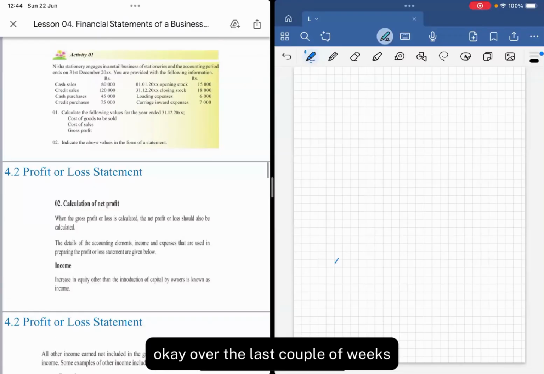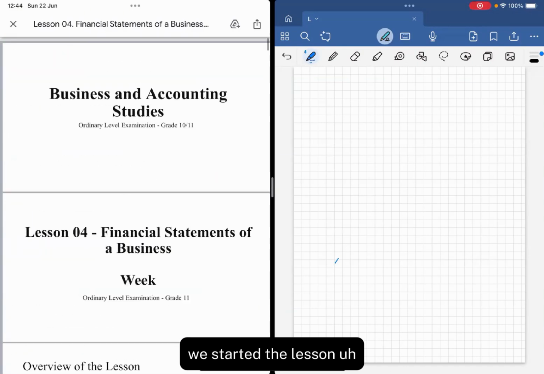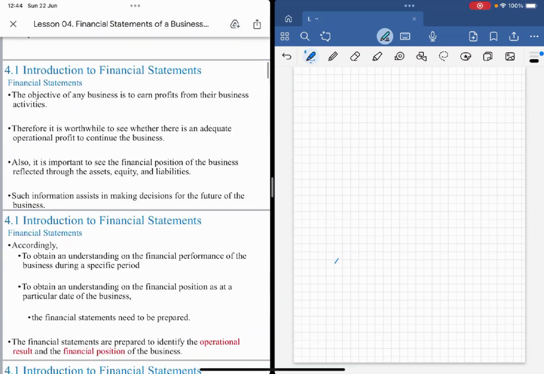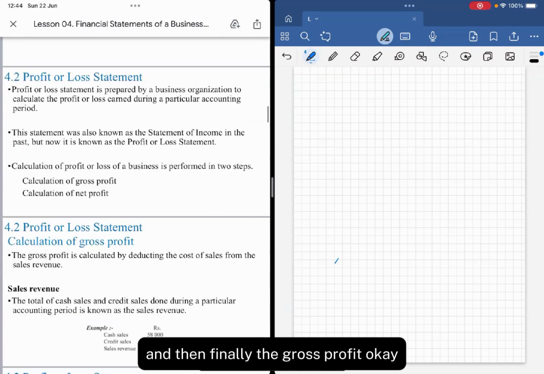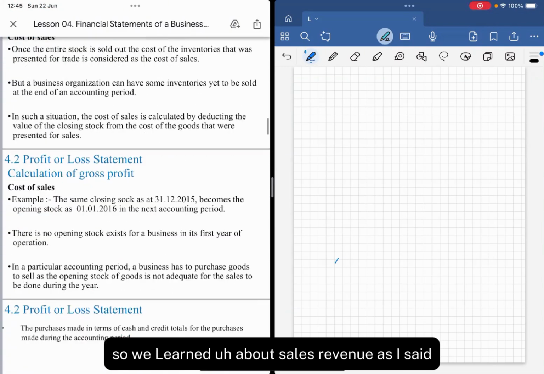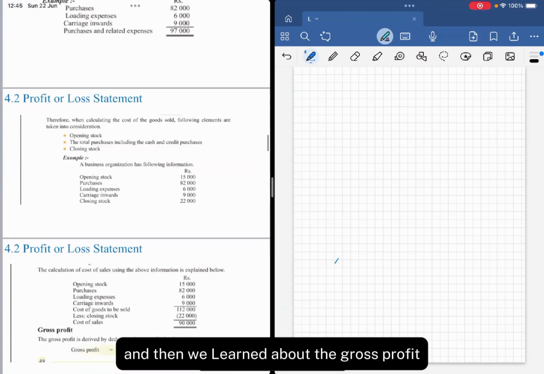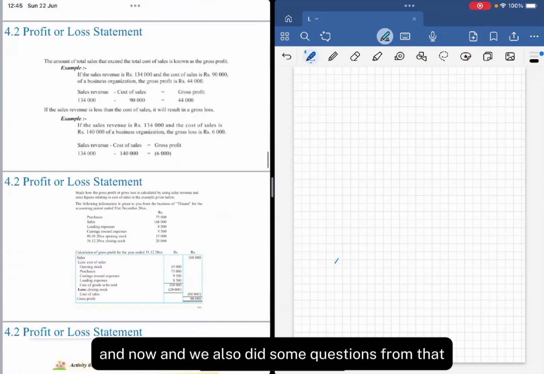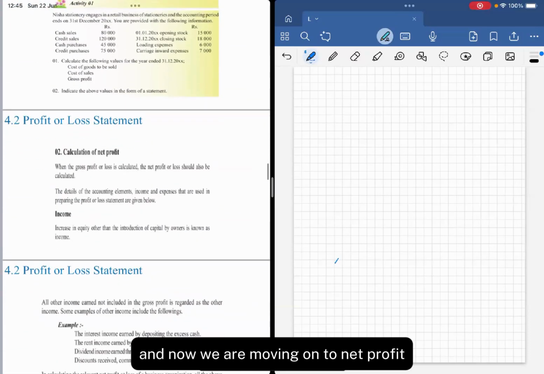Okay, over the last couple of weeks, we studied gross profit. We started the lesson on financial statements of a business, and we studied revenue, then cost of sales, and finally the gross profit. We learned about sales revenue, and then we learned about purchases, and then the gross profit, and we also did some questions and an activity, and now we are moving on to net profit.